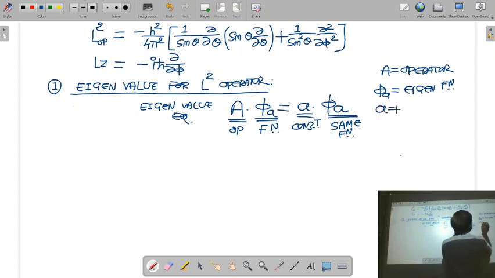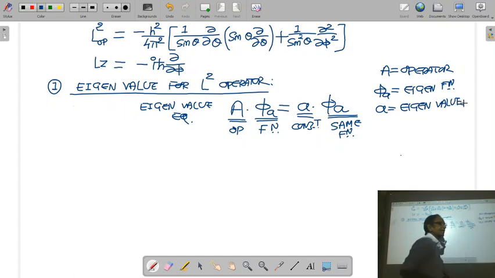And constant value A is called eigenvalue, to which the eigenfunction phi a belongs to eigenvalue small a. So capital A is the operator which operates on the eigenfunction phi a. The same function phi is reproduced multiplied by constant value. This phi a is called eigenfunction and A is called eigenvalue.